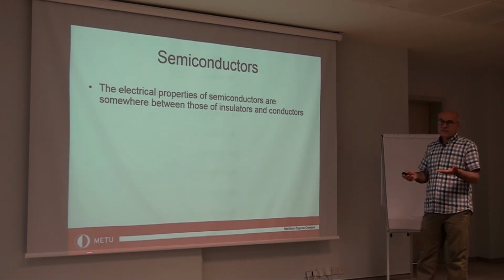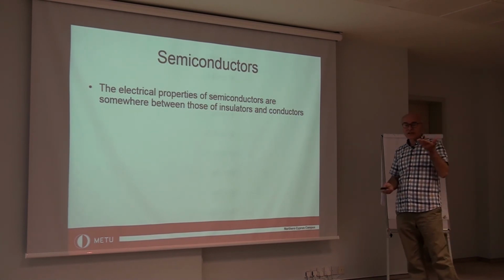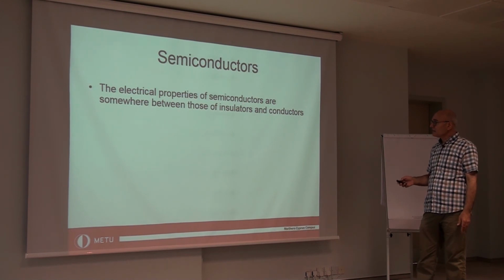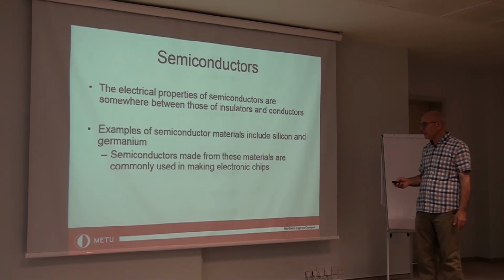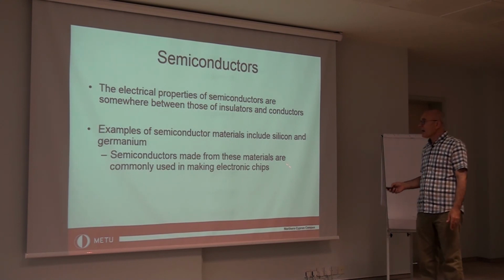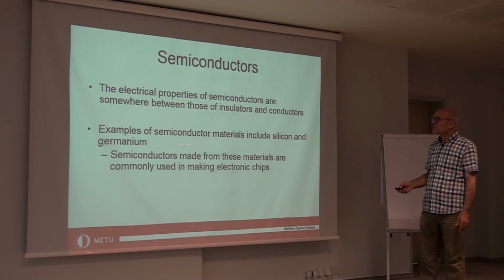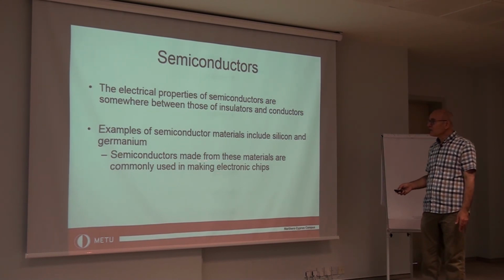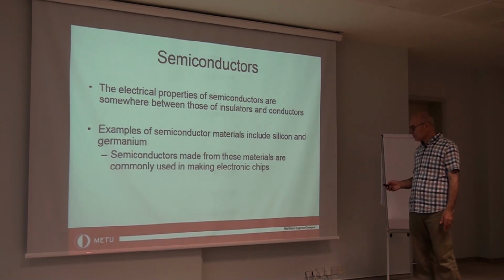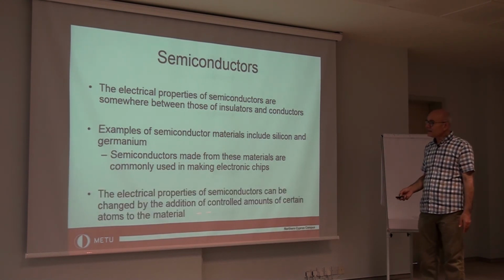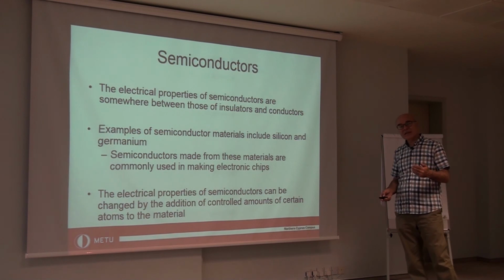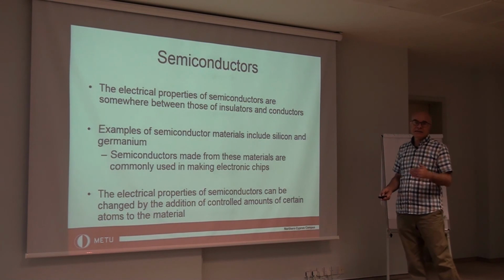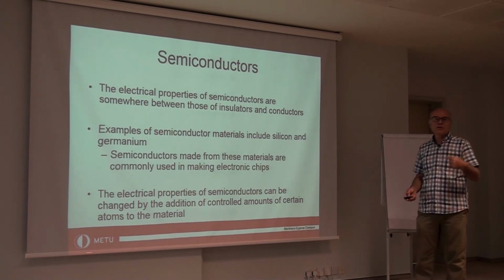Now, there is a type of material which is in between conductors and insulators, which we call semiconductors. Examples of these materials include silicon and germanium, and these are crucial for the electronic industry, the digital industry actually, because they are used in making electronic chips. And the electrical properties of these materials can be changed by adding some other atoms in a process that we call doping.